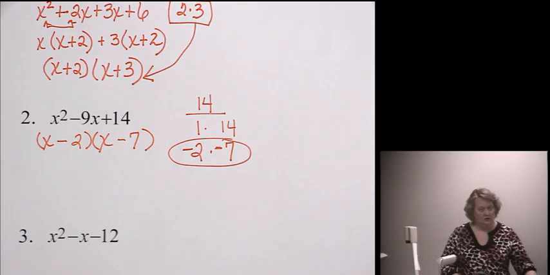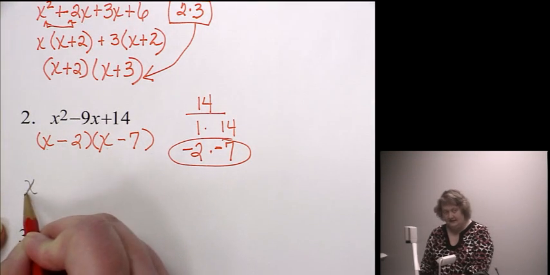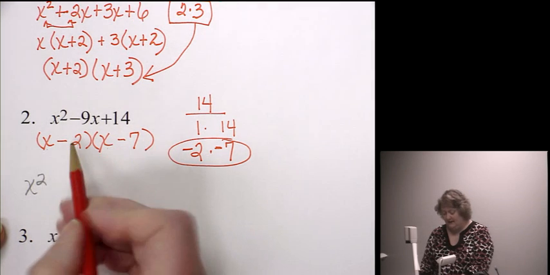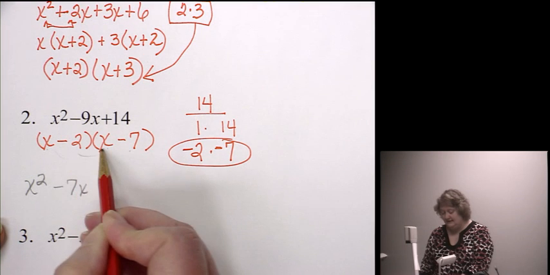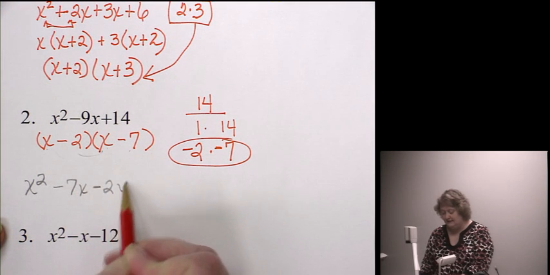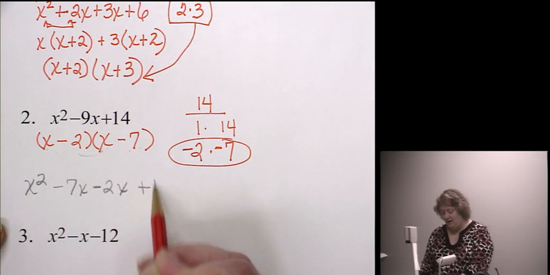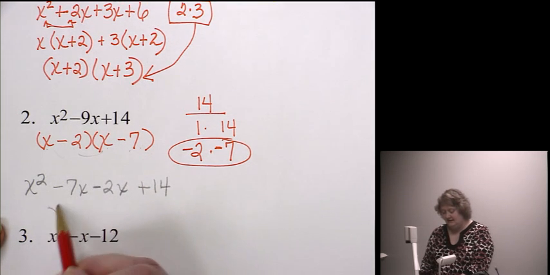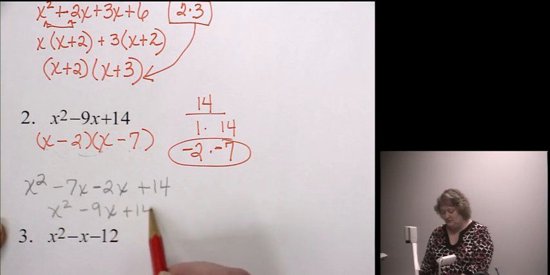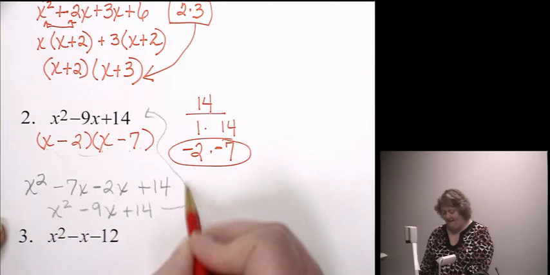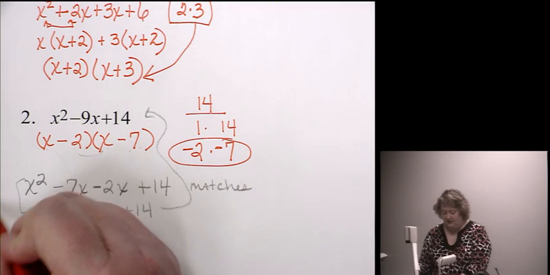Now I'm going to come in and check it to see if it's right. X times x is x squared. My outside is minus 7x. My inside is minus 2x. And my last, negative 2 times negative 7, is positive 14. X squared minus 9x plus 14. It matches.